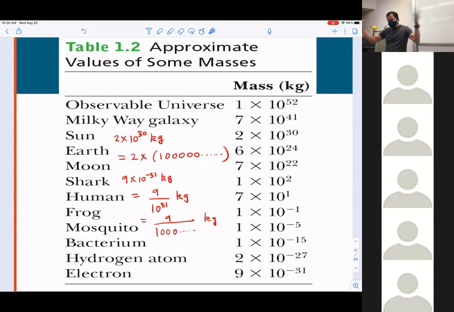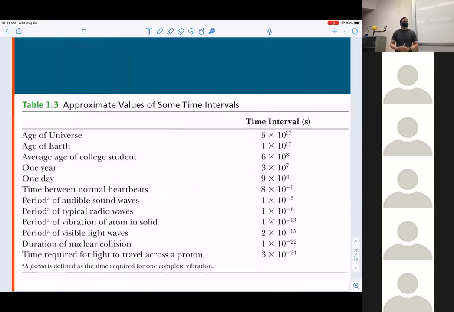So professor, if a bacterium weighs about 10 to the minus 15 kilograms, how is this possible? Something like that. I don't know. Okay. Tough crowd. All right.